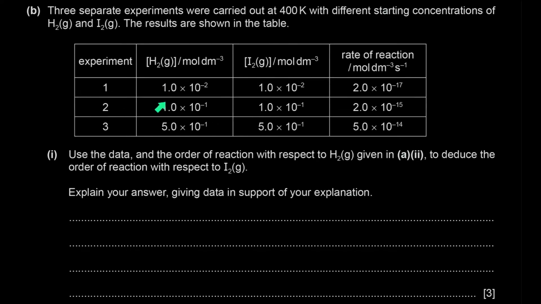Now, if you look at experiments 1 and 2, let's just compare experiments 1 and 2. In each of these experiments 1, 2, and 3, we have different concentrations of hydrogen and different concentrations of iodine, right? Now, we know for a fact that it's first order with respect to hydrogen. We proved that from our previous part, by looking at the graph, by looking at the half-lives of hydrogen gas. Now over here, that means that the rate equation is in the form k times the concentration of hydrogen times the concentration of iodine.